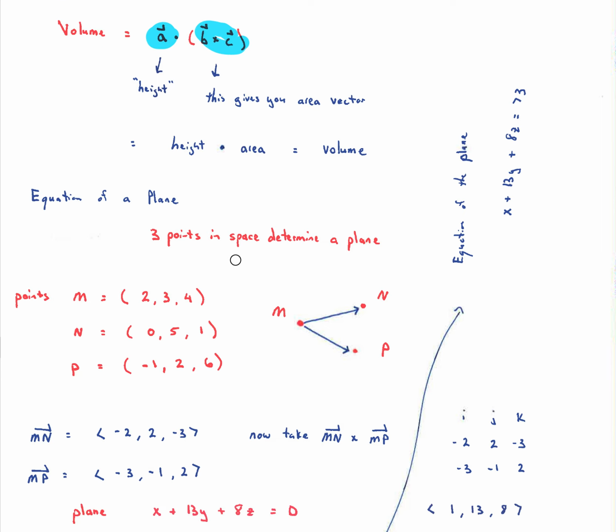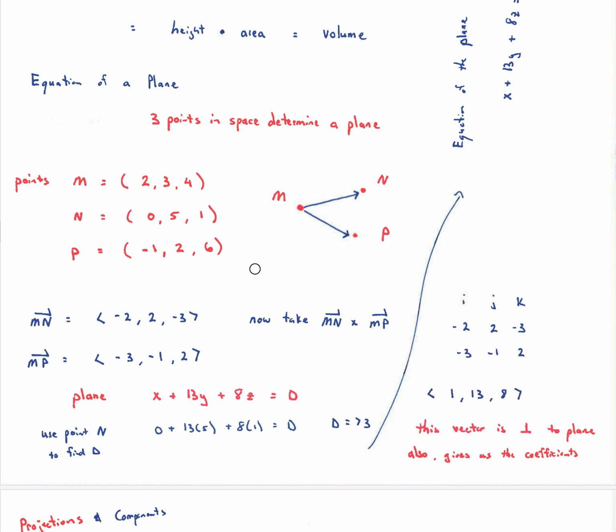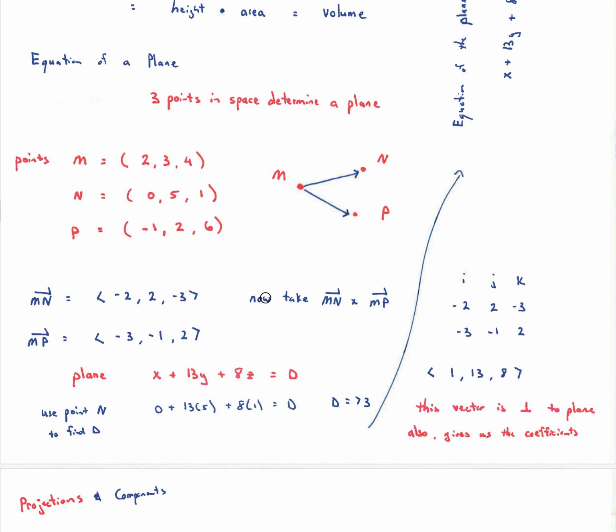Another really cool thing is that you can find the equation of the plane given 3 points. And I kind of show this. So given these 3 points in space, M, N, and P, what I can do is find the vector MN and the vector MP. Those two vectors, I can take the cross product.